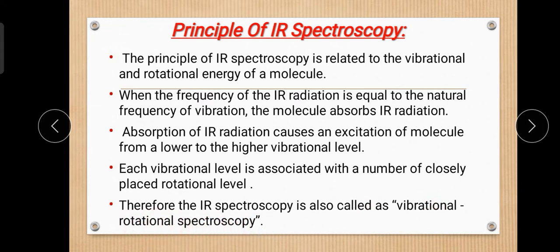The alternative name for IR spectroscopy is nothing but vibro-rotational spectroscopy, because IR spectroscopy is related to only the vibrational and rotational energy levels of a molecule. That means there are only changes in the rotational and vibrational energy levels. So this spectroscopy is also called vibrational and rotational spectroscopy.